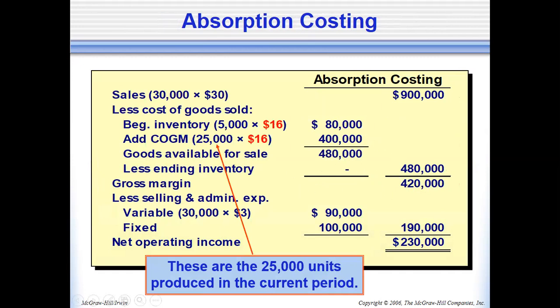Okay, so absorption costing now, as said a while ago, has no ending inventory units. So we have 30,000 units sold times 16, that's 480,000. 30 minus 16 actually is $14, that's our gross margin. 30,000 times 14, that's 420,000. And deduct all selling and administrative expenses, whether variable or fixed. So we get net operating income of 230,000.